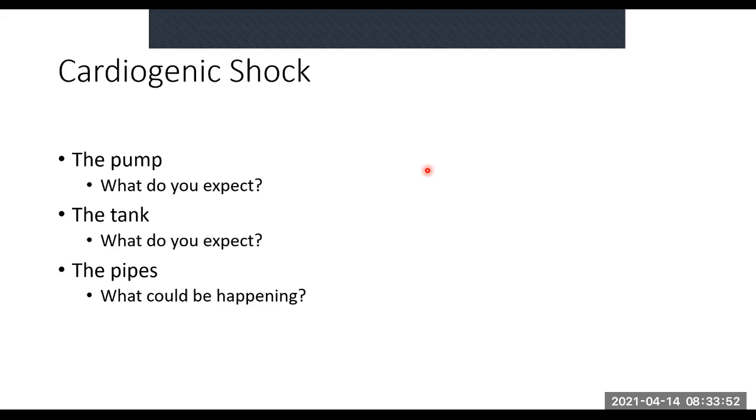Okay, let's start with one easy one, ischemia. Myocardial infarctions may cause cardiogenic shock. What else may cause cardiogenic shock? Any idea?